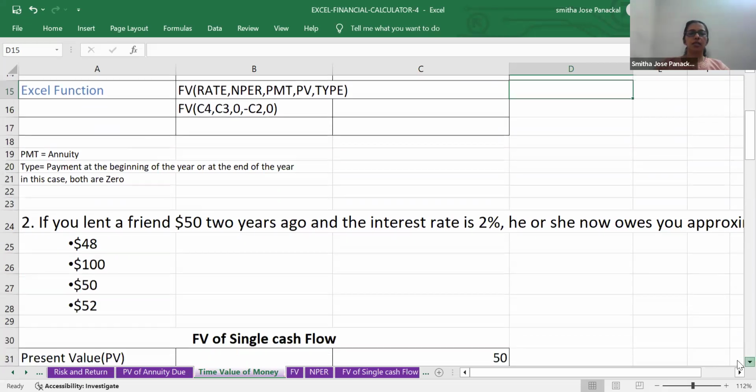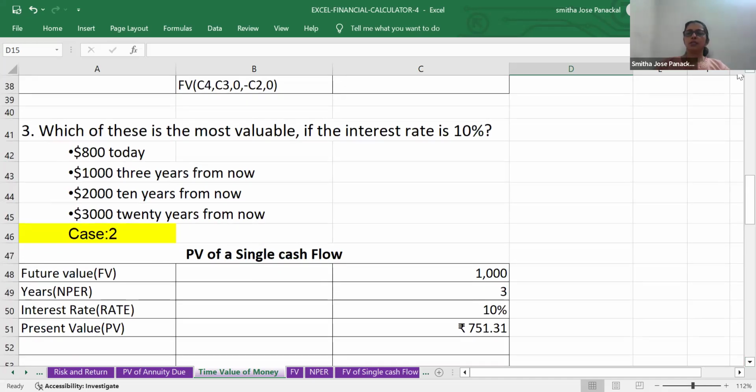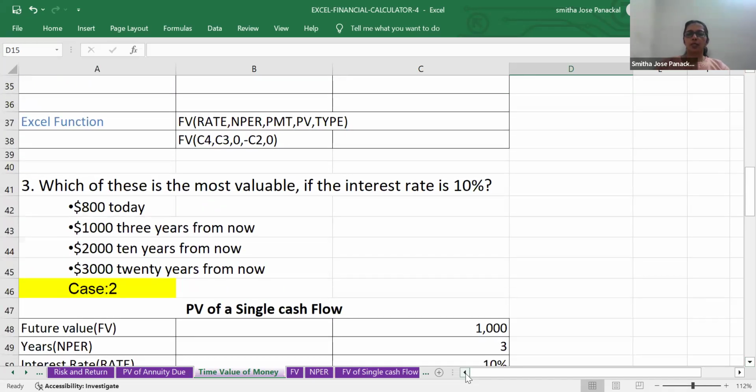Then let us go to an example of present value calculation. Let us see this example. You are given 4 options. Which of these is most valuable if the interest rate is 10%? These are the options. You can choose among these 4: either $800 today, or $1,000 3 years from now, or $2,000 10 years from now, or $3,000 20 years from now. Which do you think is better?